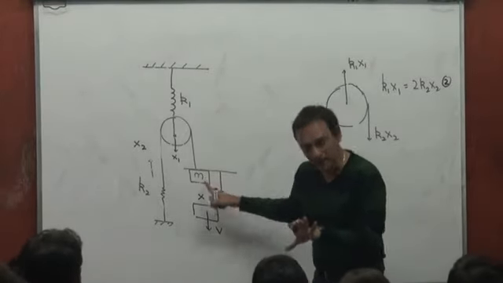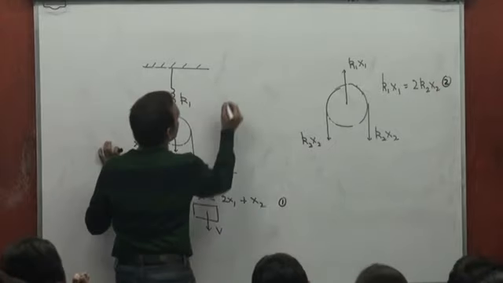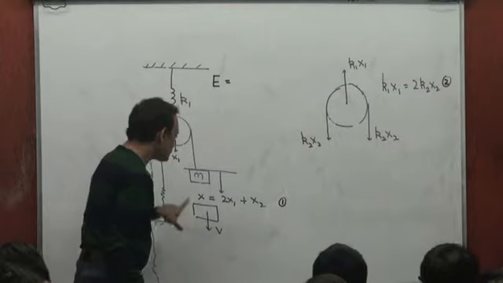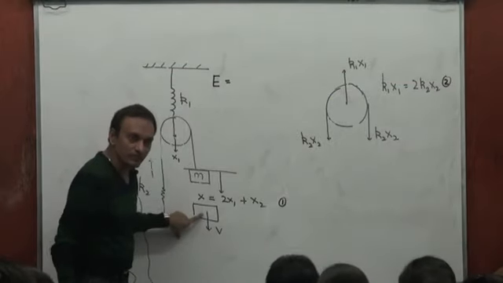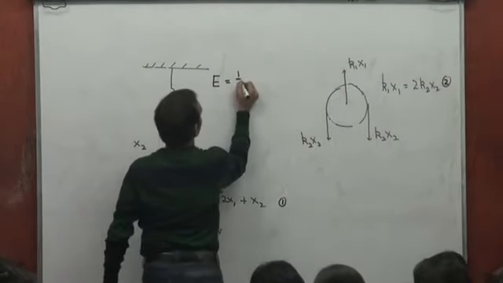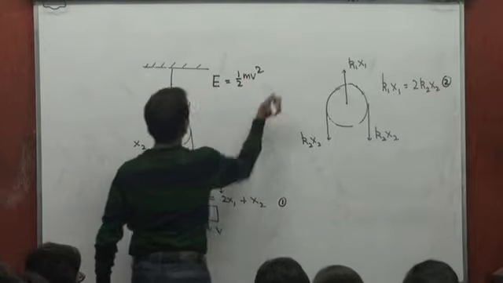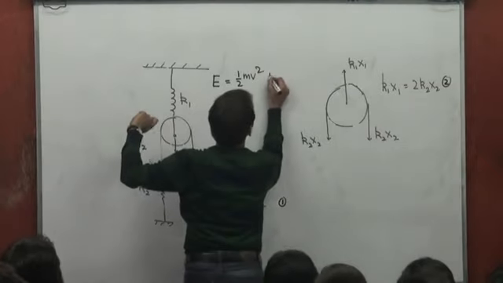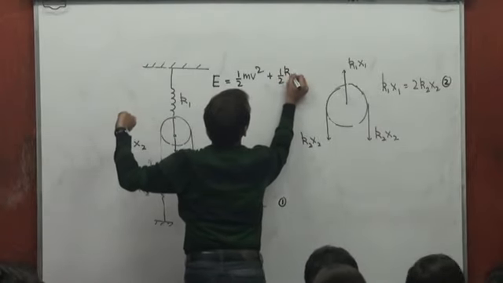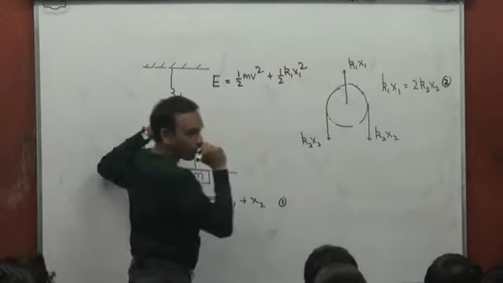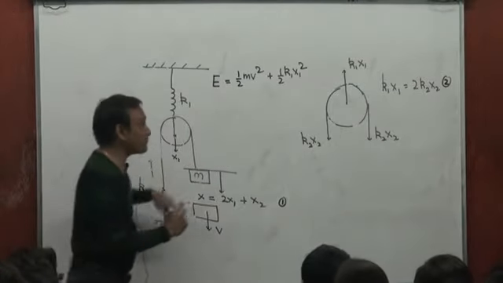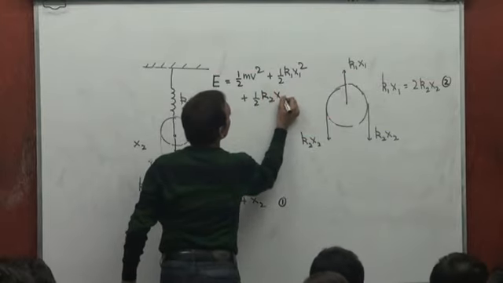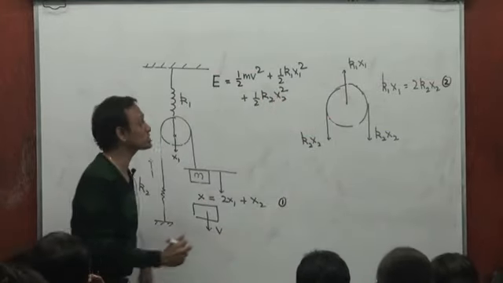So, then if I have to write the energy equation, E is going to be half mv squared for this, half k1 x1 squared for this, half k2 x2 squared for this, minus mgx.